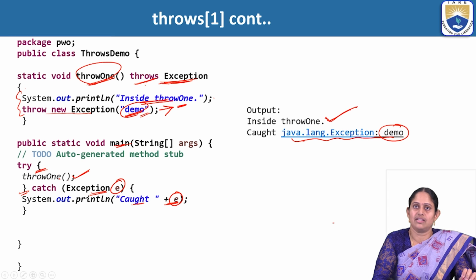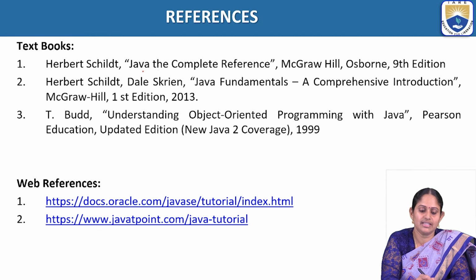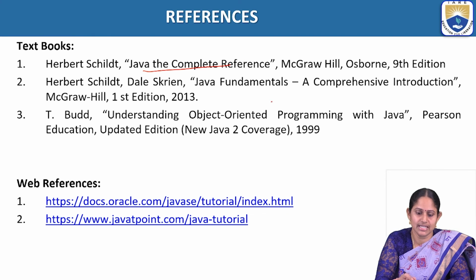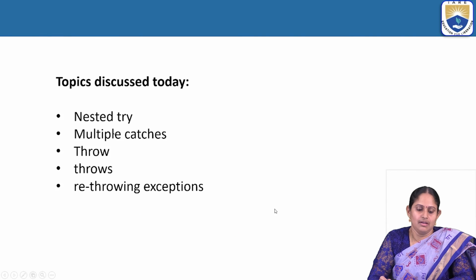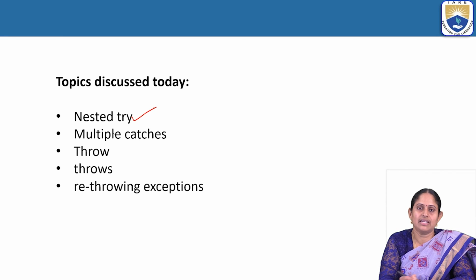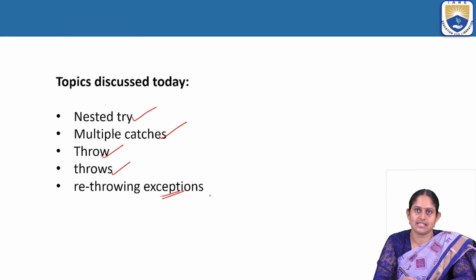So this is about the throws keyword. The throws keyword is generally used to declare the exceptions which may be thrown by the methods we use inside a program. In preparing today's video, I have referred to Java: The Complete Reference by Herbert Schildt, the Java tutorial by Oracle, and the website JavaTpoint. In today's video, we have discussed nested try, multiple catches, how to use the throw and throws keywords, and how we can rethrow exceptions.